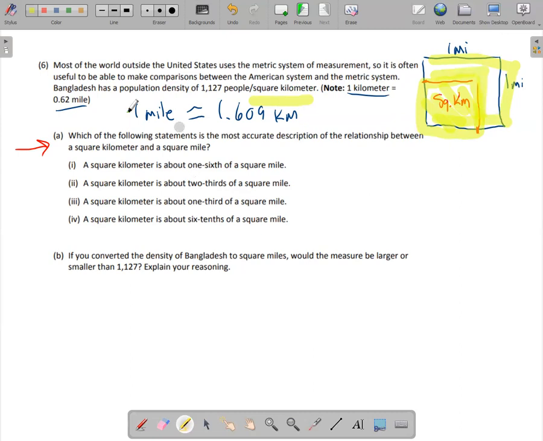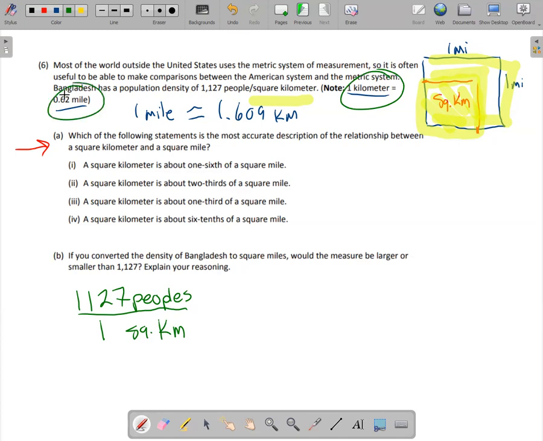Okay. So how do we convert from square units to square units? As follows. So this is a review. We did this way back when we were doing the Murkowski's lawn. Remember that fun project? So we have 1,127 people per 1 square kilometer. I'm going to use the given formula here.